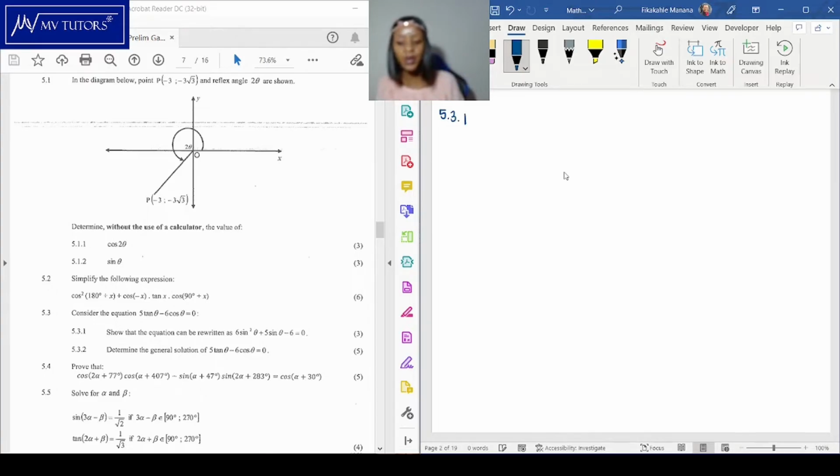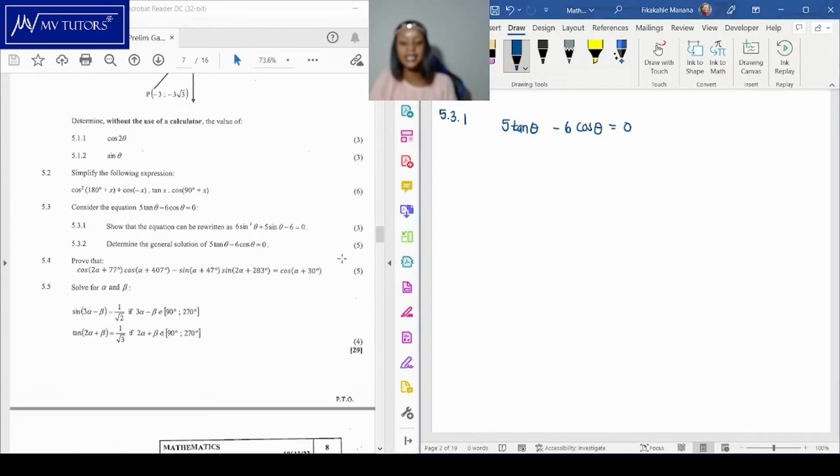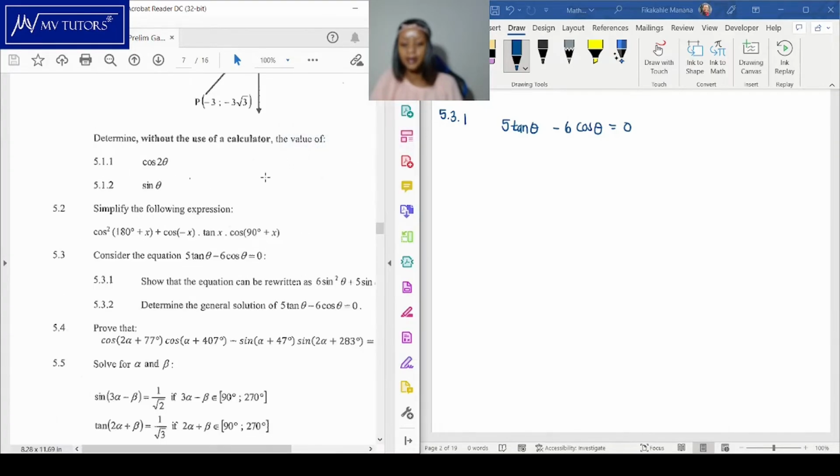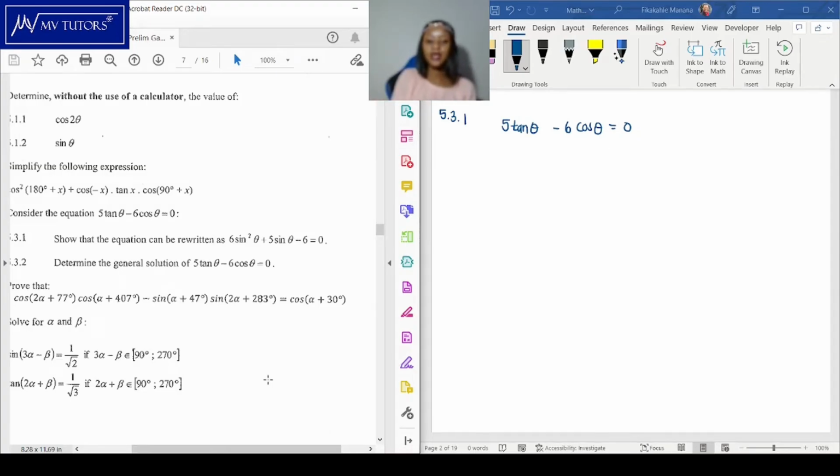Now 5.3.1. So consider the equation. What is the equation? 5 tan theta minus 6 cos theta is equal to 0. Consider the equation and show that it can be rewritten as 6 sine squared theta plus 5 sine theta minus 6. I think let me just make this a bit bigger. Okay, so let's just see how far we can go.